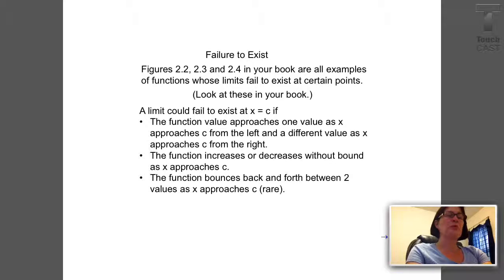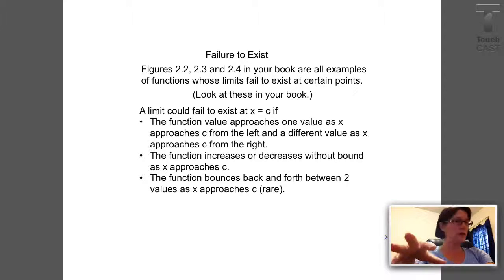You can look in your textbook at figures 2.2, 2.3, and 2.4. They're all examples of functions that, at some place, at least one x value, their limit fails to exist. There are 3 ways a limit could fail to exist. So I'm going to think about a particular x value, let's call it x equals c. A function could have no limit at x equals c if, when I approach c from the left, I get one value, and I approach c from the right, I get another value. That's what you see happening in figure 2.4, the integer function.